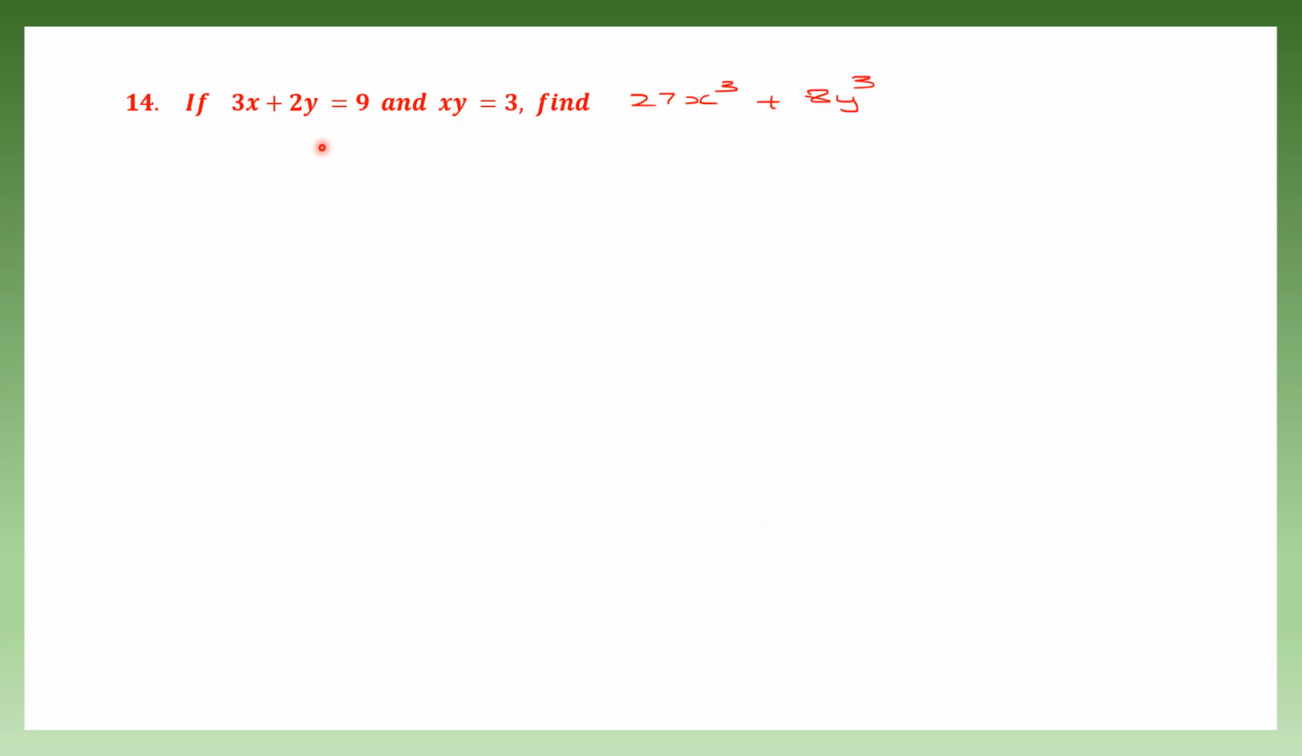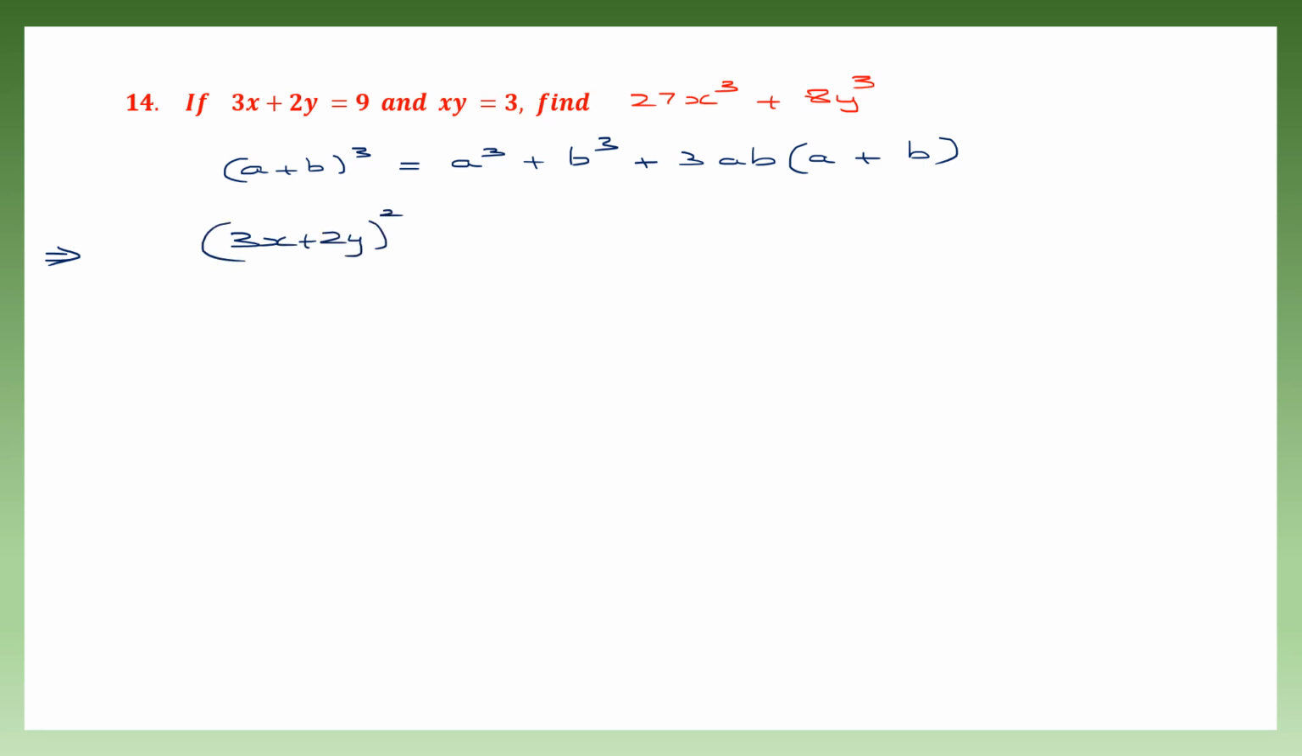Question 14. If 3x plus 2y is equal to 9 and xy is equal to 3, find 27x cubed plus 8y cubed. So again here let's use the formula, that is a plus b the whole cube. Let's use this. So this will be a cube plus b cube plus 3ab into a plus b. So let's substitute again. So here a plus b, that is this, isn't it? So let's put that in that form. That is 3x plus 2y the whole cube is equal to, now here what is a? A is equal to 3x. And what is b? B is equal to 2y.